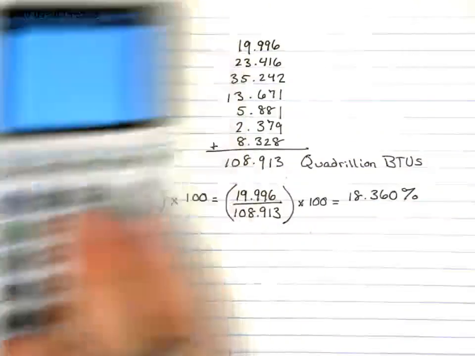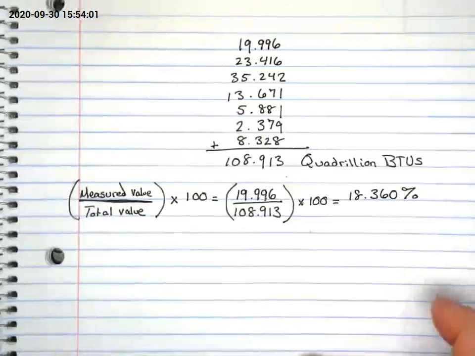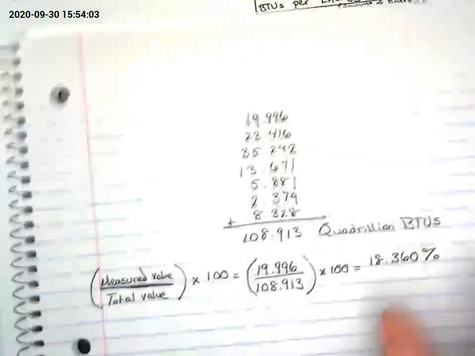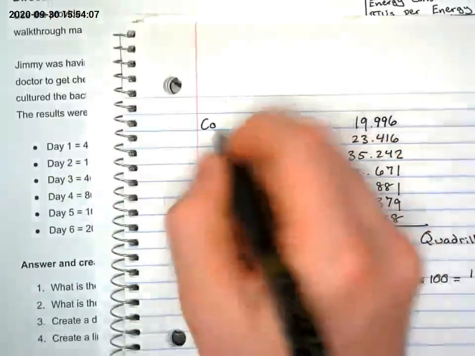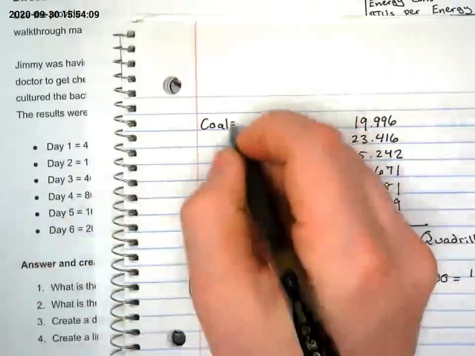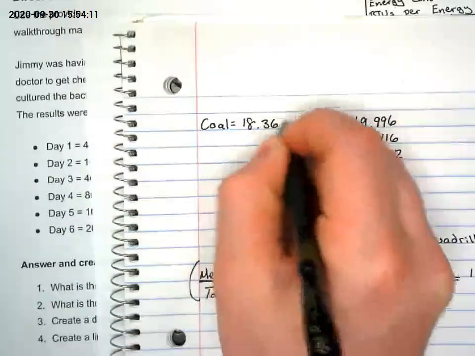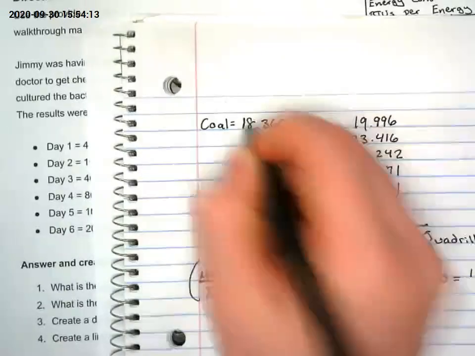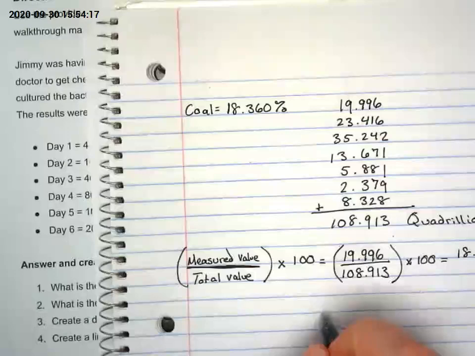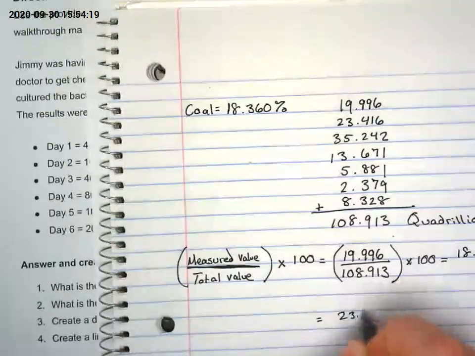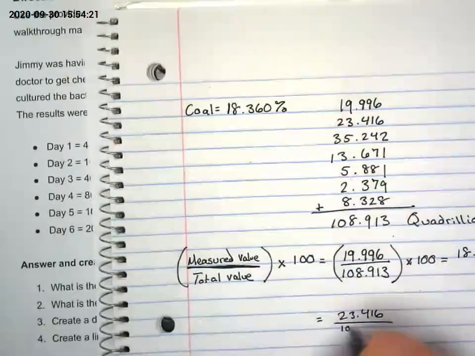That's the first percentage, and let's keep track of this. That is for coal. So off to the side here, coal is 18.360%. And now we're going to do that for the rest of them, okay? So 23.416. Just follow along with me doing this.